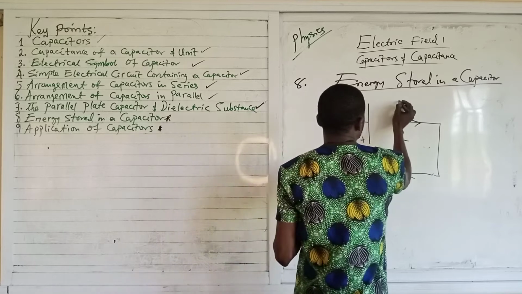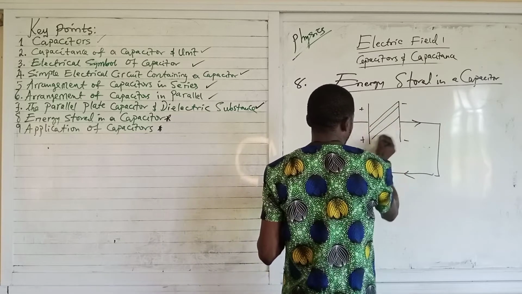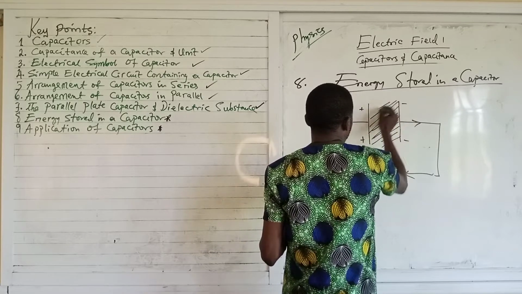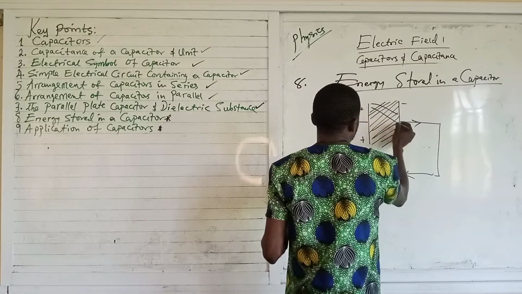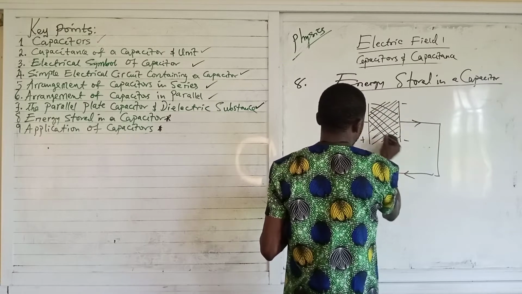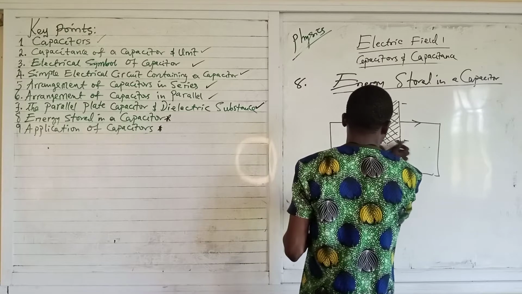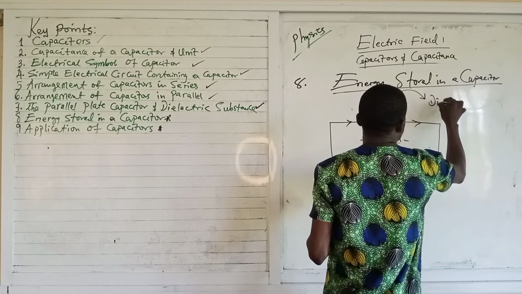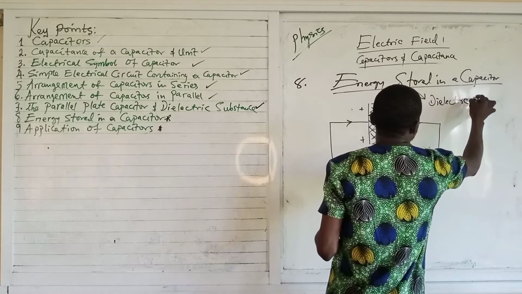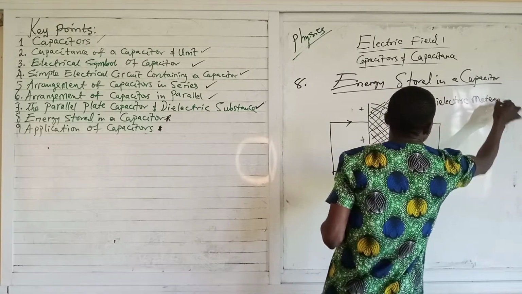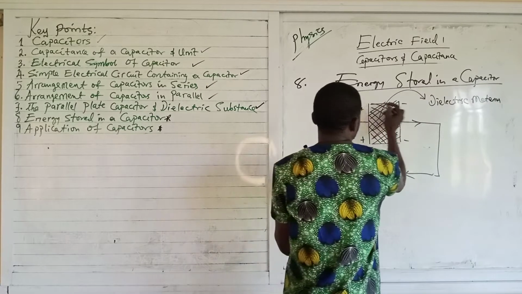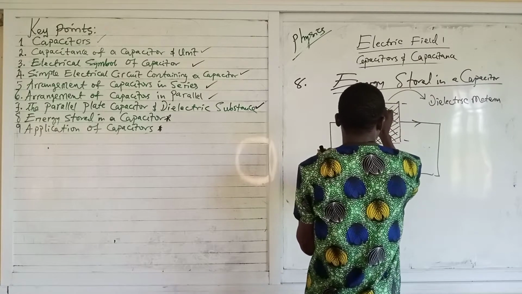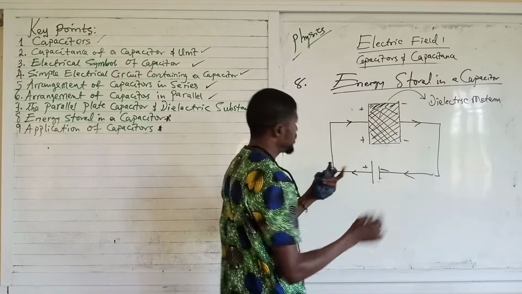In between here is what we call the dielectric material. The dielectric material is simply the material that is placed in between the parallel plate capacitor. This is what we call the dielectric material. It behaves like an insulator, an insulating material.